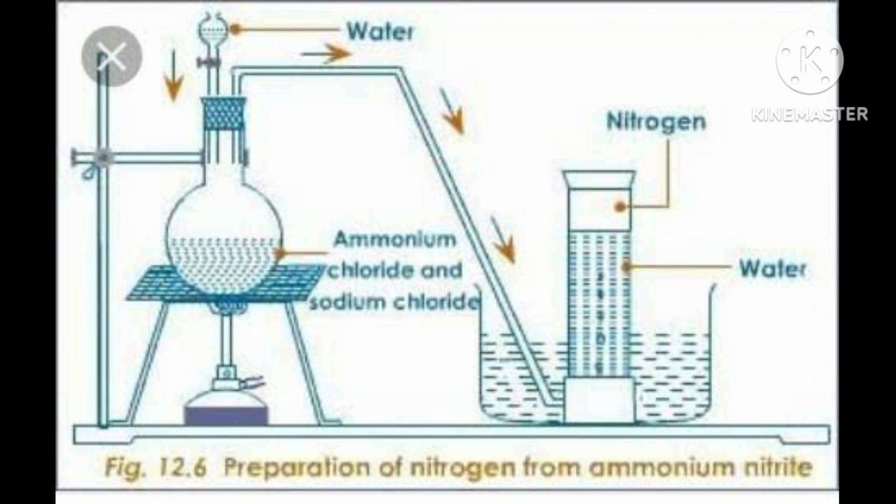What about the freezing and boiling point? I will tell you separately. Further I am telling you, dinitrogen is rather inert at room temperature because of the high bond enthalpy of the N triple bond. Its bond enthalpy is very high. So dinitrogen is rather inert at room temperature because of the high bond energy of the N≡N bond.